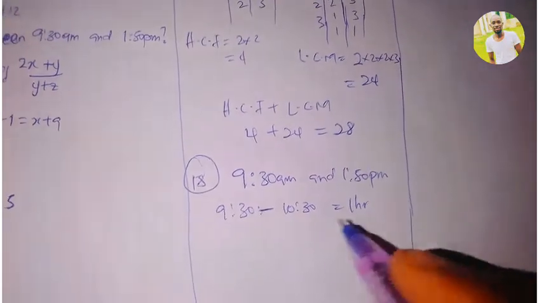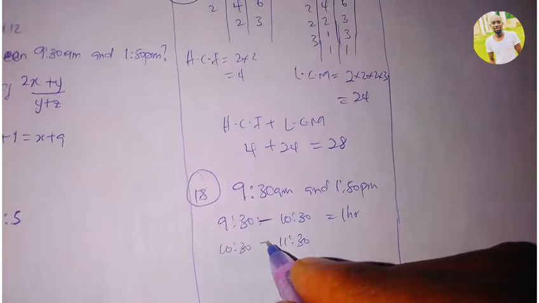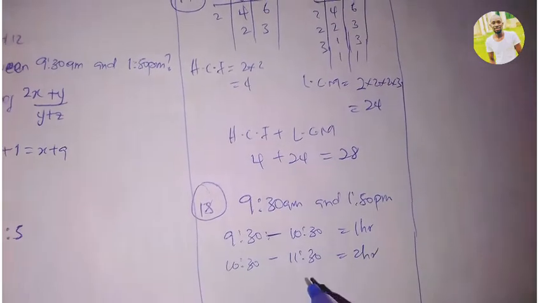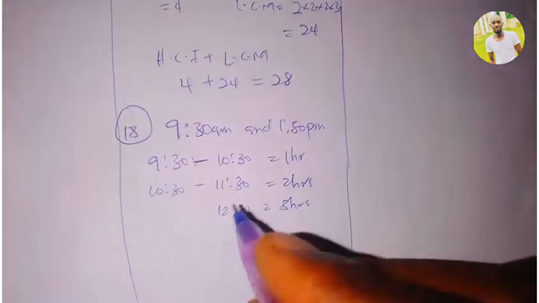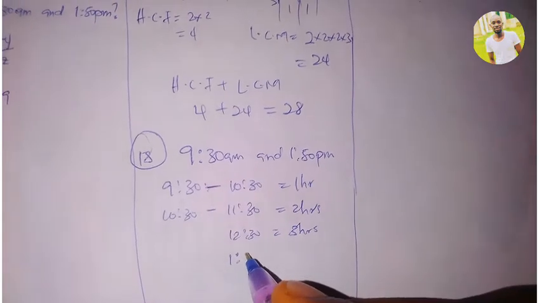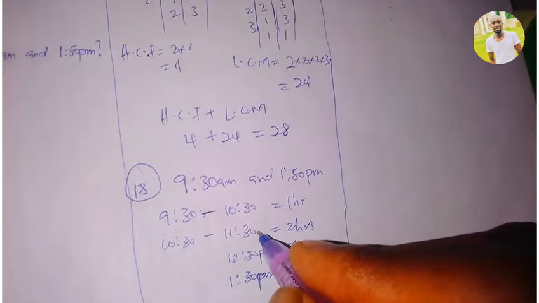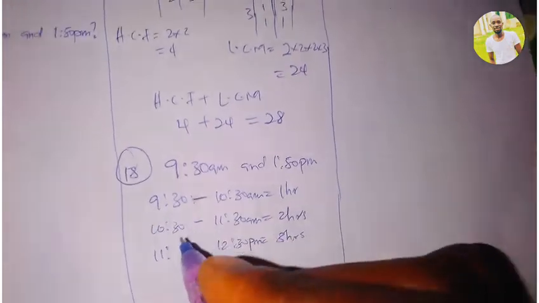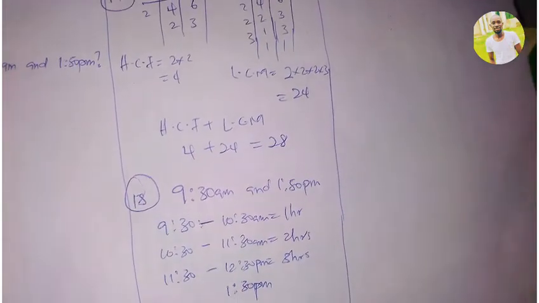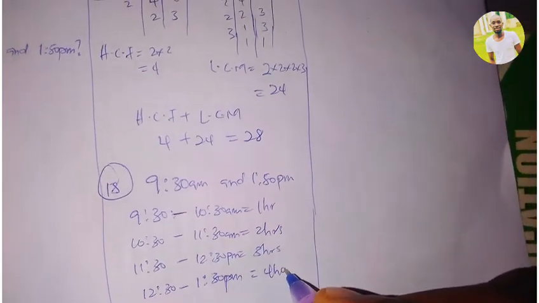So we have 10:30 to 11:30, that's 2 hours. To 12:30 is 3 hours. To 1:30, now 1:30 PM. This is 12:30 PM, this is 11:30 AM. From 11:30 AM to 12:30 PM, now this is 4 hours.